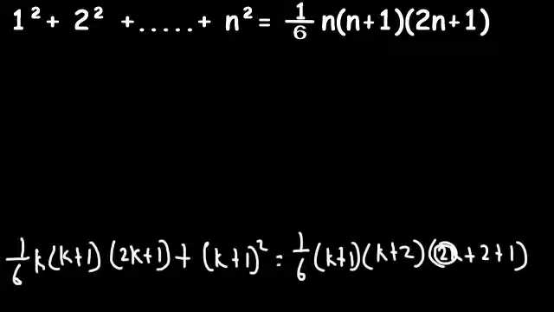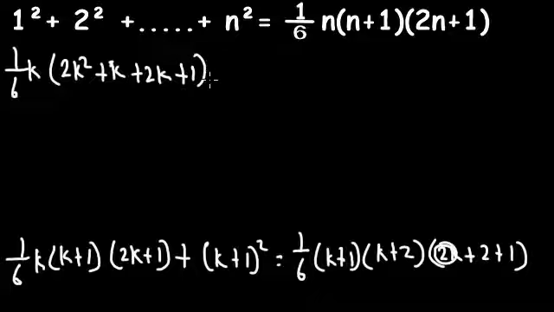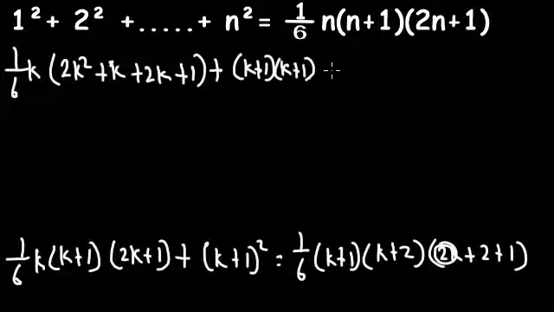So let's expand right now. So we have 1/6 k times, so k times 2k, that's 2k squared. K times k gives us k squared. Then 1 times 2k gives us plus 2k. Then 1 times 1 gives us plus 1. Then we have plus k plus 1 squared. We can also expand that. Alright, becomes k plus 1 times k plus 1.